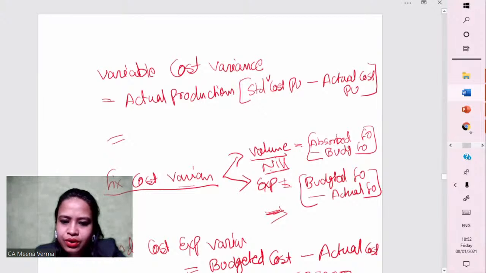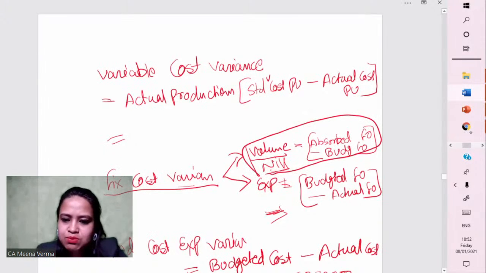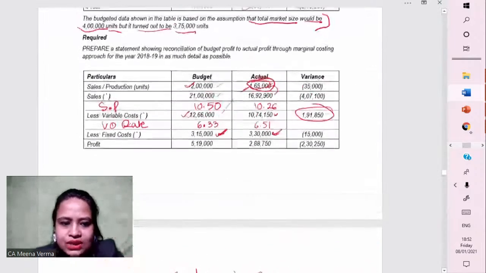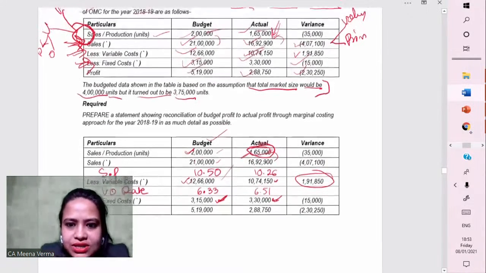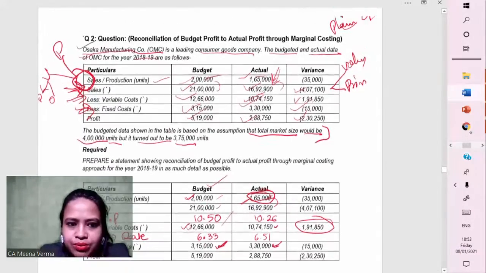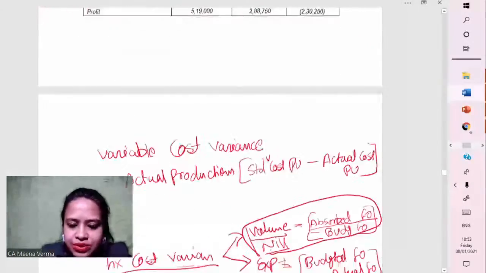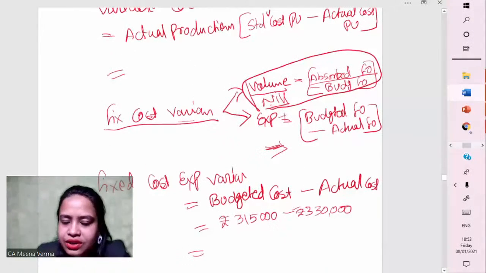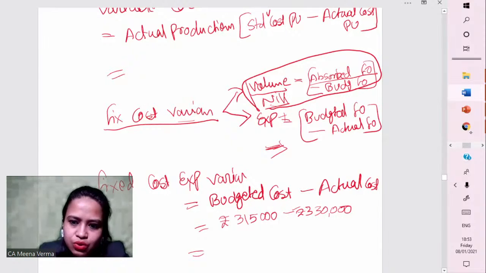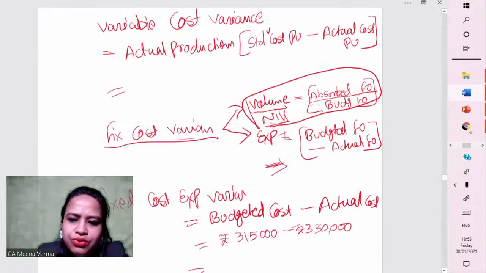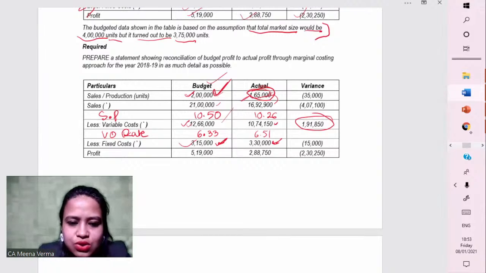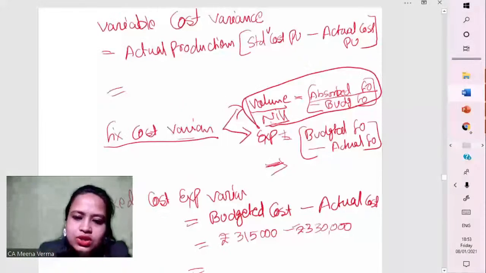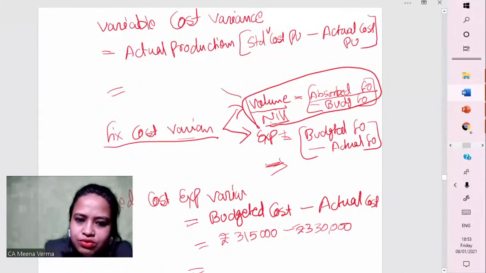Now, what about this absorbed fixed overhead? We will consider that the fixed overhead absorbed is the same as the budgeted overhead, as nothing is mentioned here. So absorbed fixed overhead is equal to budgeted fixed overhead. How do you generally absorb the fixed overhead? You generally consider the units and then you absorb it.